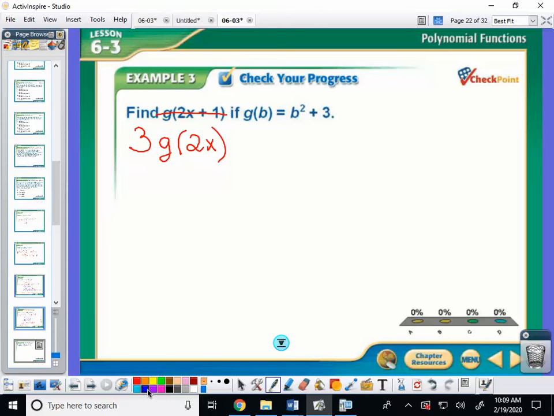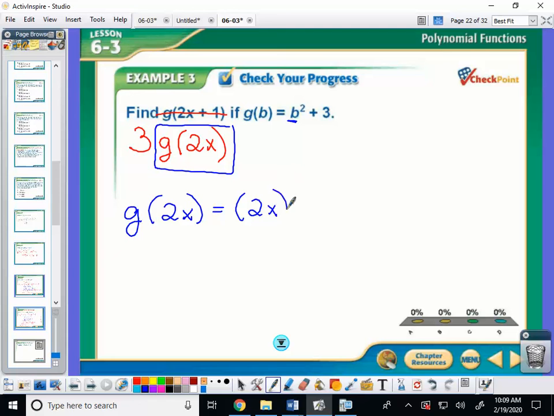Now, we are first going to calculate this, all right? Let's find g of 2x first, and then we'll take our answer times 3. So g of 2x. In place of this b, I'm going to put 2x, squared, plus 3. Using your exponent rules here, I've got 2 squared, which is 4, and x squared plus 3. Of course, these aren't like terms, so I can't add them together.